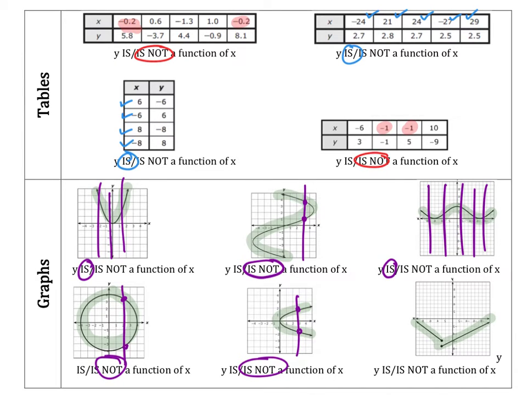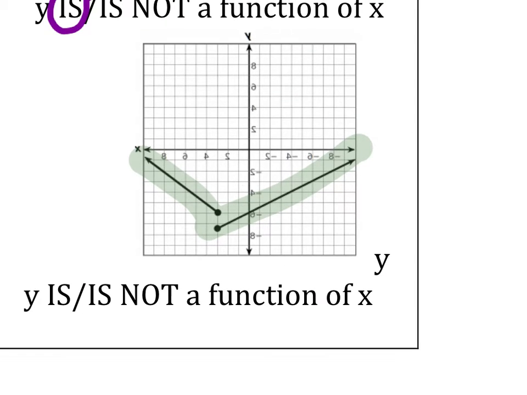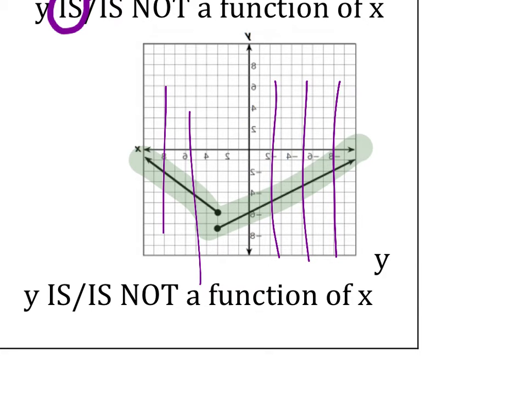And then this last one, I'm going to zoom in so you can really see this. But if I draw some vertical lines, some of them are fine. But what happens right here? How many times does it touch this graph? So is y a function of x? No. Even if that happens just one time, it means it is not a function anymore. It's just a relation.